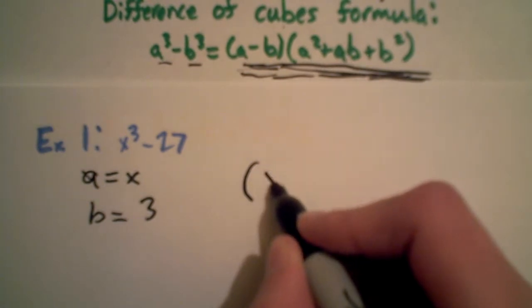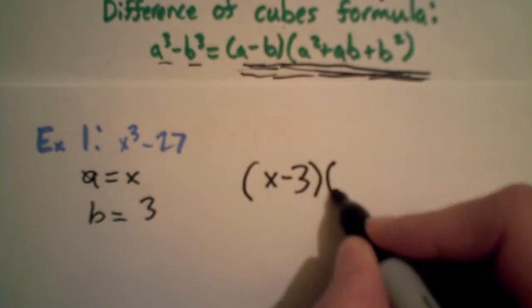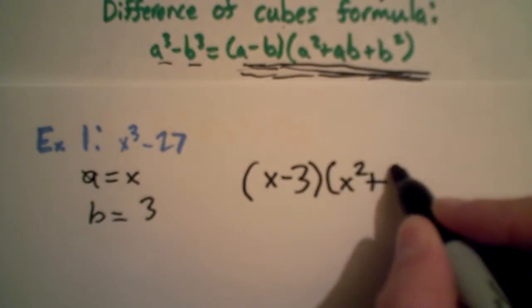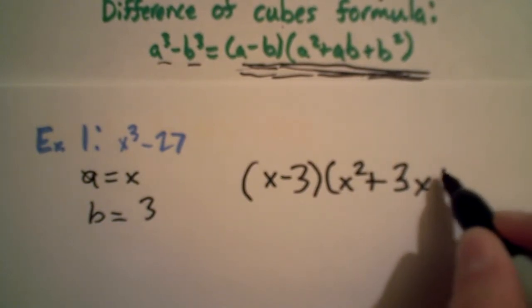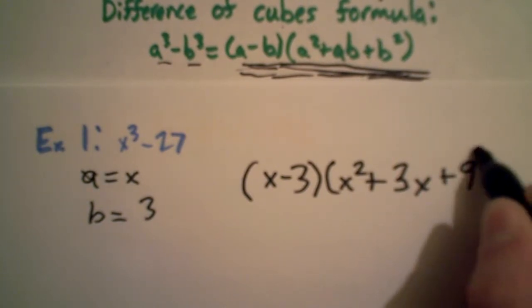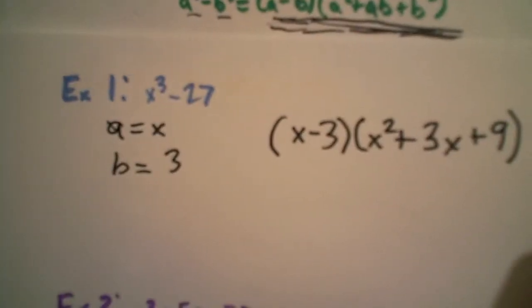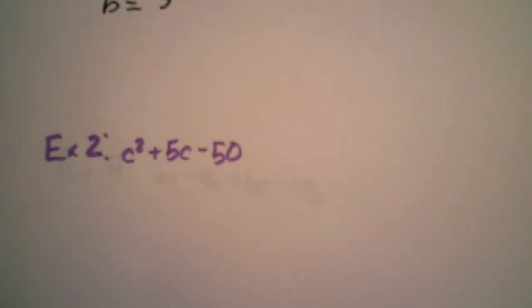So now we just plug these numbers in using basic algebra knowledge. So x minus 3 times x squared plus 3x plus 9. And then that's pretty much it. You don't have to do anything else to that. It's factored properly.